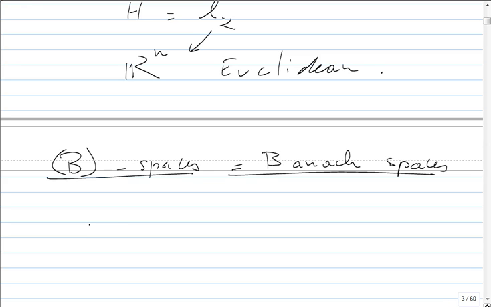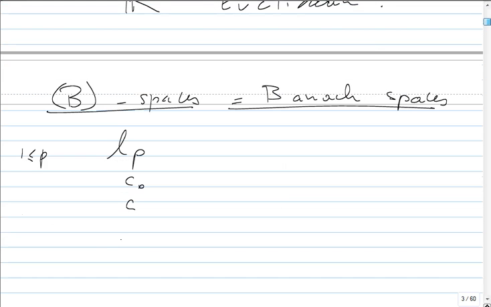The examples, other than the Euclidean and the Hilbert, the classical ones, are little l^p, which of course extends little l2, for p bigger than or equal to 1. Then we have c0, then c, the convergent sequences, and then little l infinity, with the sup norm. So these are the classical ones, and of course these are discrete ones, sequences.